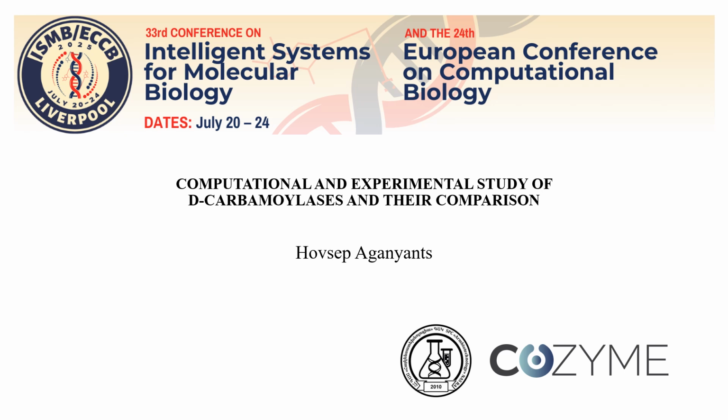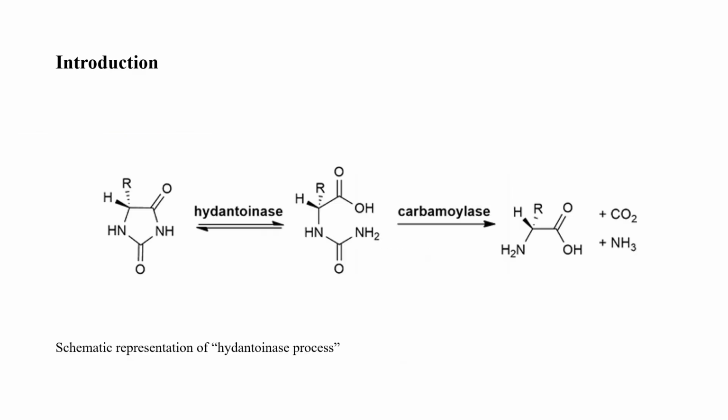Hello, now I'll be sharing our work on D-Carbamoylases, enzymes that play a key role in what's known as the hydrogenase process. This process is used to produce optically pure D-amino acids, which are crucial components in the pharmaceutical and food industry. What makes the hydrogenase process particularly attractive is its environmental friendliness and safety. Compared to traditional chemical methods, this biocatalytic method is non-toxic and sustainable.